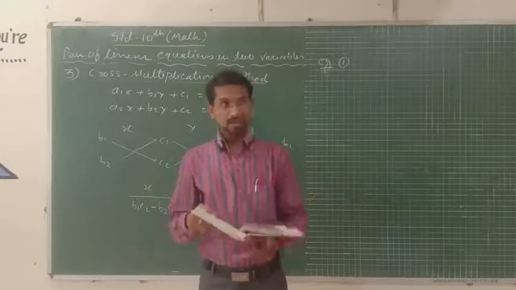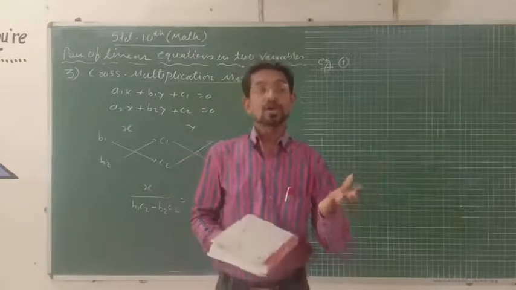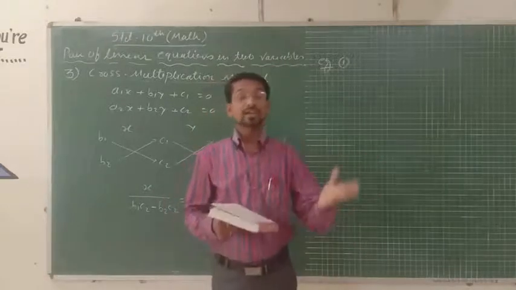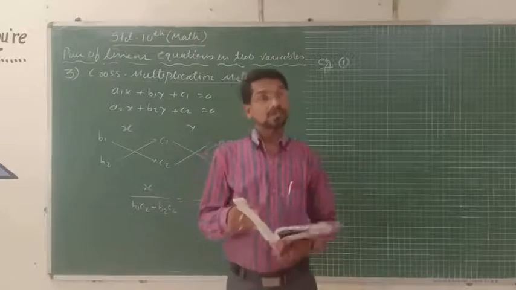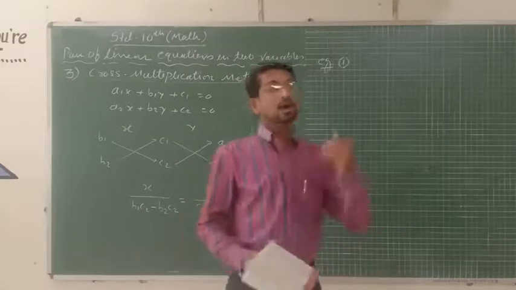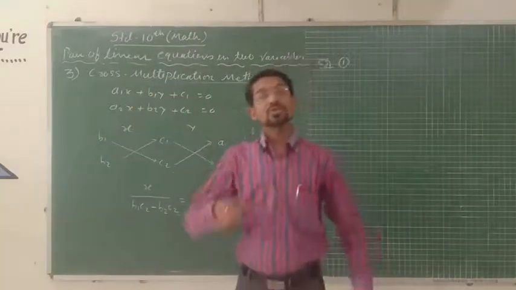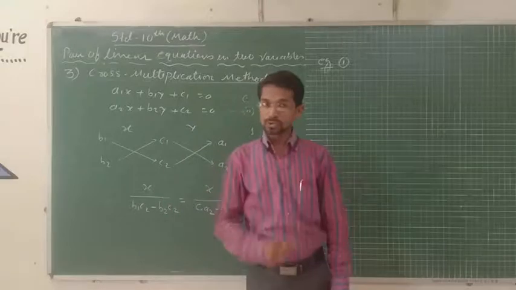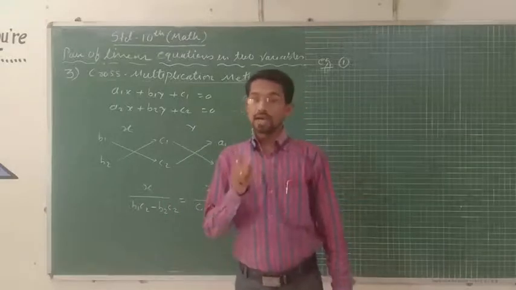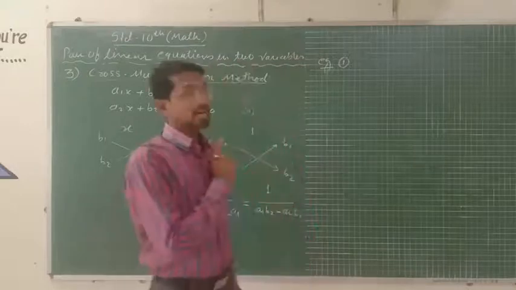First you decide whether it has a unique solution, no solution, or infinitely many solutions. If you find it has only a unique solution, then you apply this method. How do we decide whether it has one solution, infinitely many solutions, or no solution? You know that we compare the ratios of their coefficients.